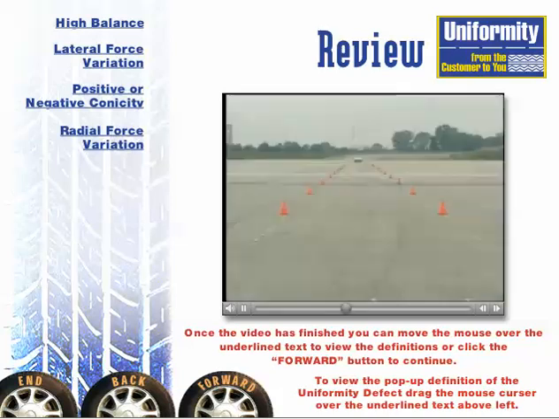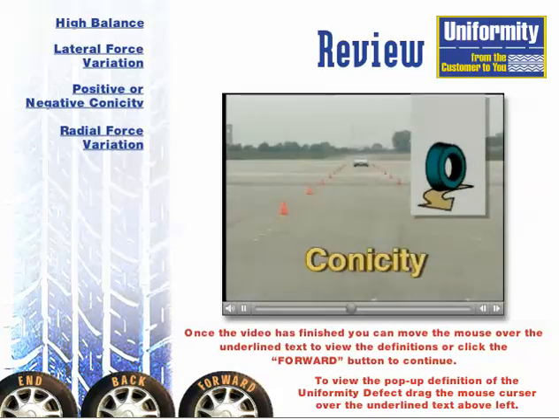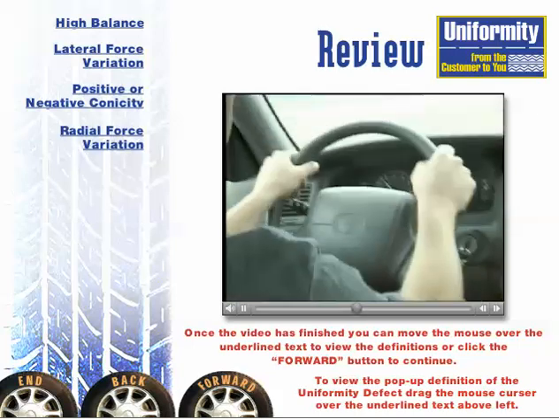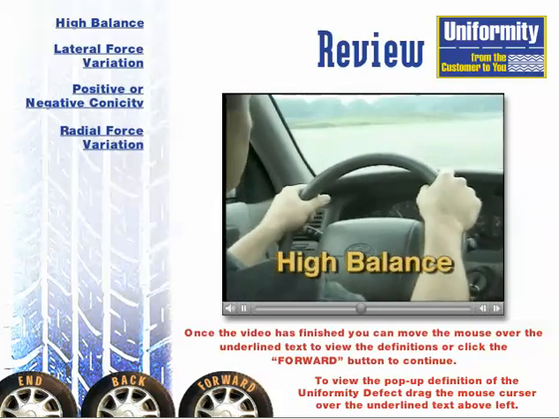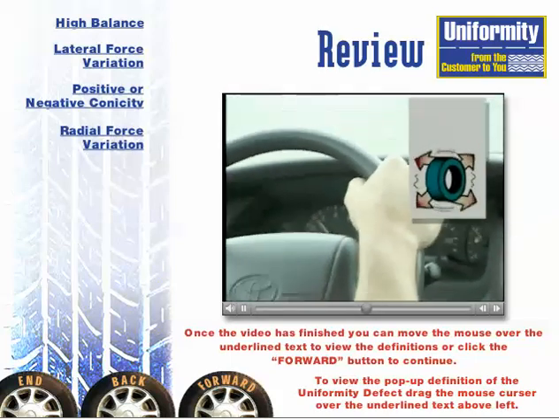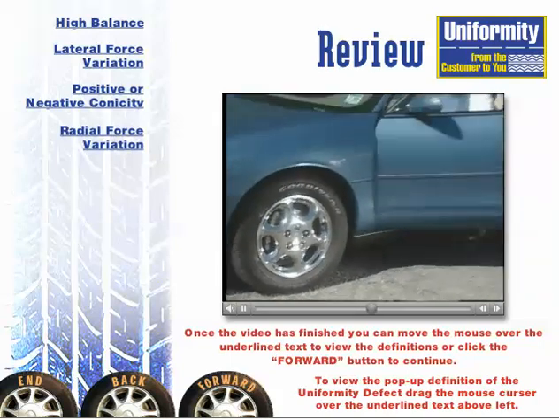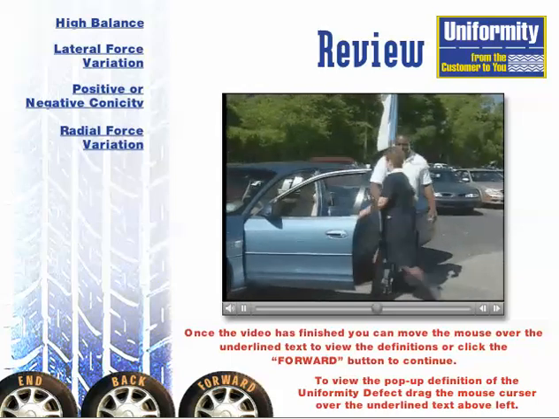A tire with high conicity rolls like a cone and causes the vehicle to feel like it's drifting to one side. And when a tire has a balance defect, the driver may feel a side-to-side vibration in the steering wheel. The vehicle may bounce up and down, or have the sensation that a tire is flat. Obviously, bouncing, vibrating, pulling tires are not acceptable to us or to our customers.